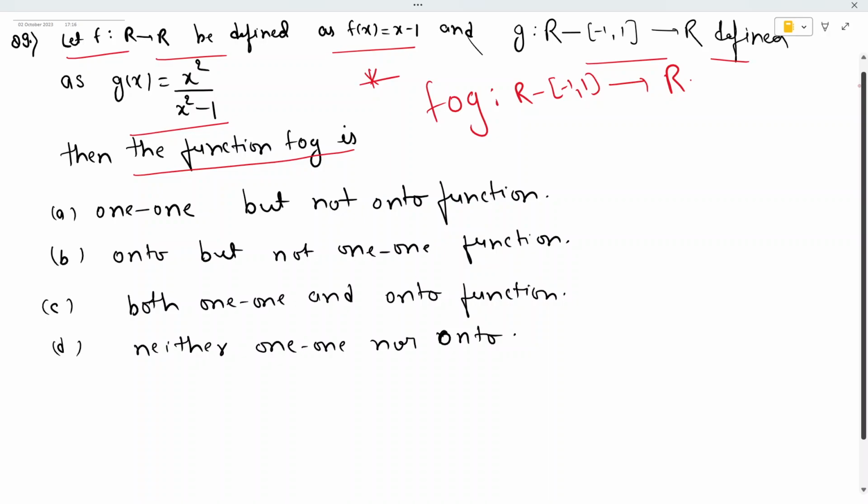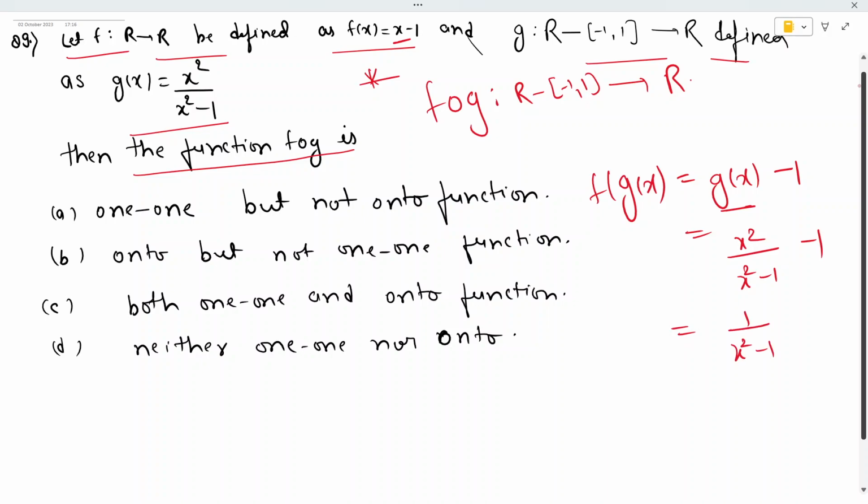So now f of g of x, you have to conclude. So f of x is this. So instead of x, just write g of x. So what is g of x? g of x is x square minus 1. When we solve, we get 1 upon x square minus 1. And we know that f of g of x, what is this? This is an even function.